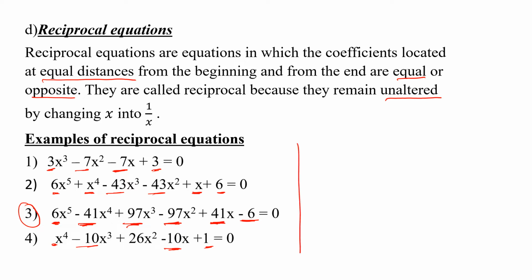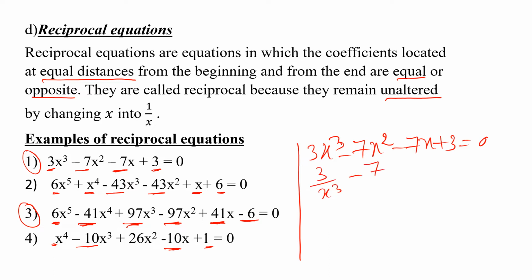Let's take an example here. For this one, we have 3x power 3 minus 7x squared minus 7x plus 3 equals 0. We are going to replace x by 1 over x and see if we get the same equation. Here, if we replace x by 1 over x, we get 3 over x power 3, then here we get minus 7 over x squared, then here we get minus 7 over x, plus 3 equals 0.